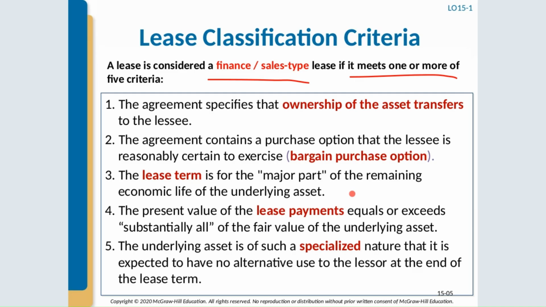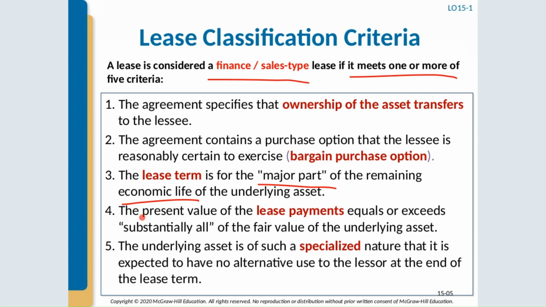the underlying asset. And usually in these type of problems that we're going to be tackling in this chapter, they do give you the economic life, so that in that way you can see whether it's a major part or not. These requirements have slightly changed. In the old days, we used to have a percentage greater than 75%, but now they're just saying major part. Okay, so that's the criteria now.